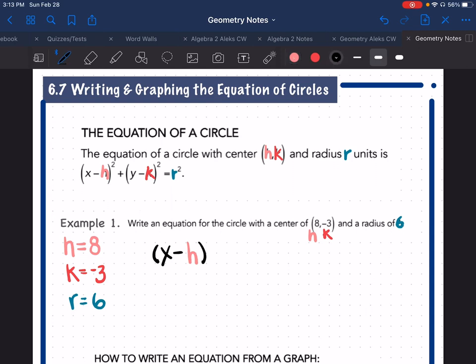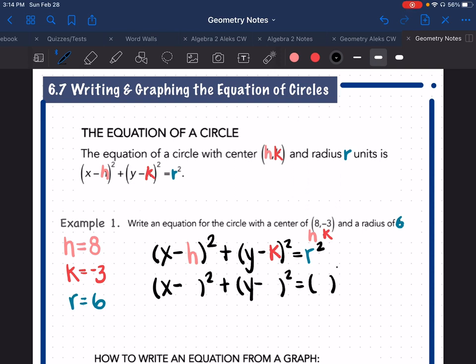There's my formula. There we go. Let's go ahead and plug it in. So I'm going to make my little skeleton here, which means I'm going to leave it so that I can plug in those numbers.